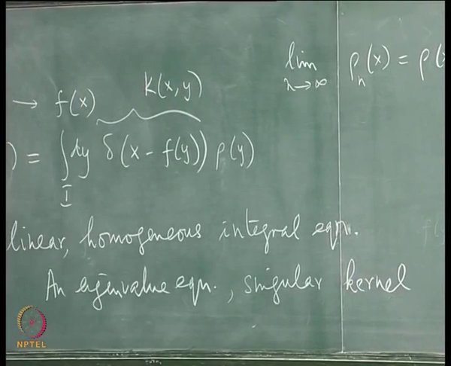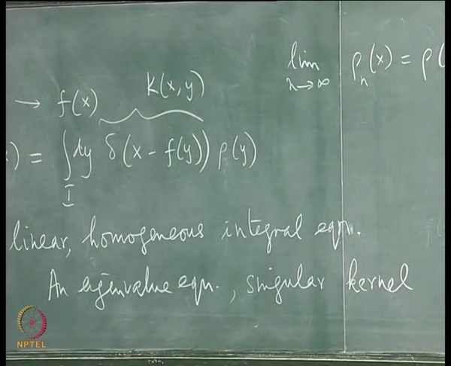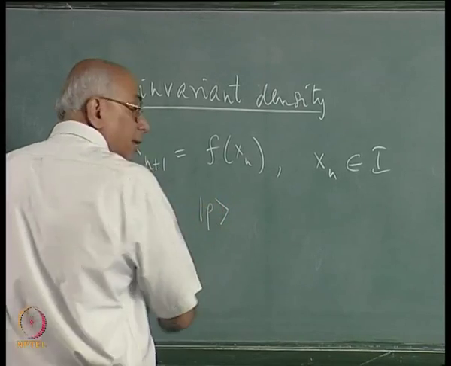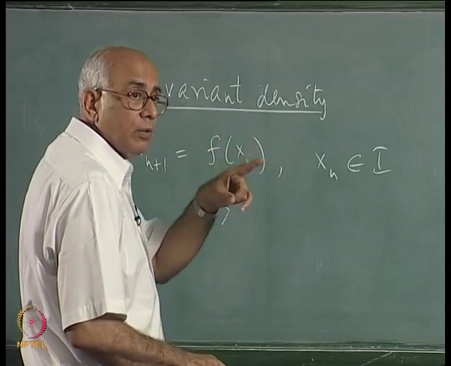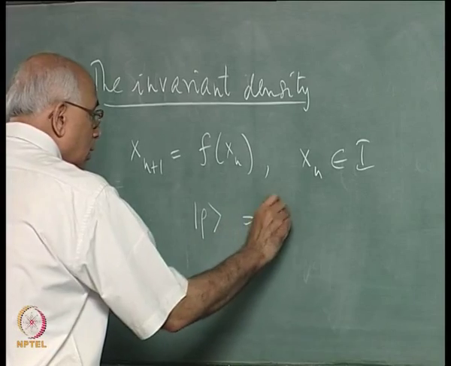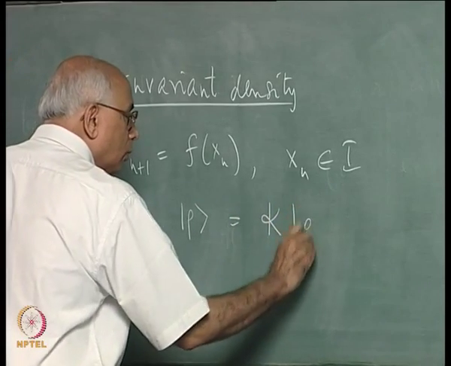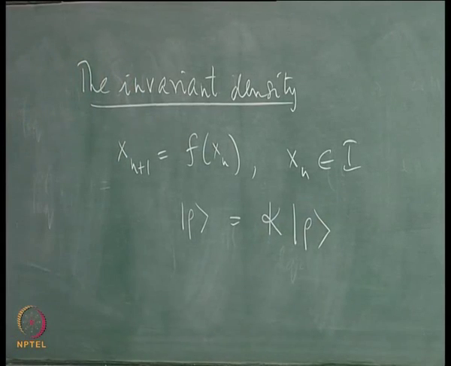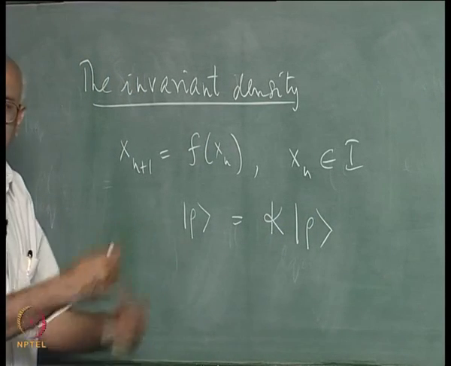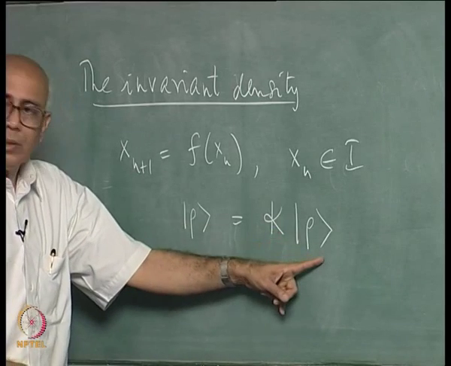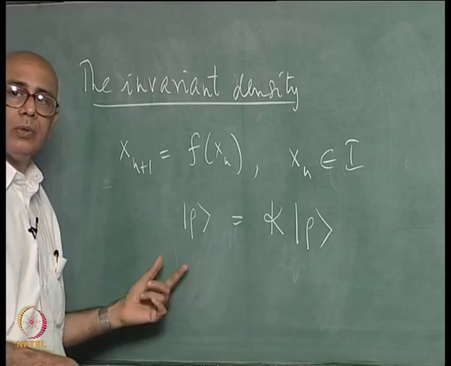It has got a singular kernel. If it is an eigenvalue equation, then in some abstract notation we have an equation of the form rho, some vector in some function space in the language of linear vectors, is equal to some abstract operator K, an integral operator acting on rho. That is the way this equation structure is.